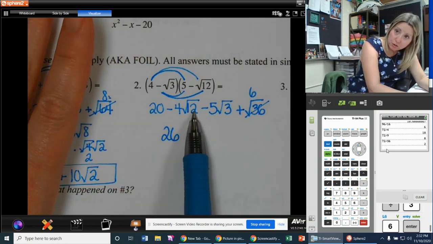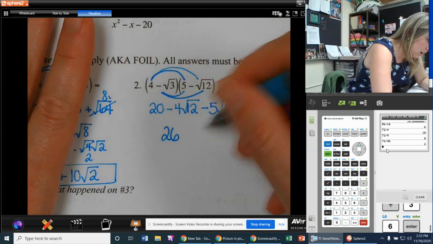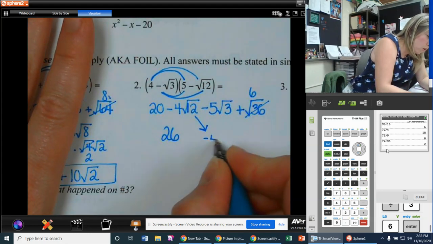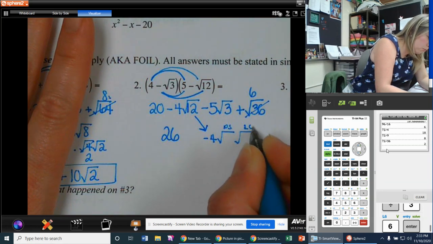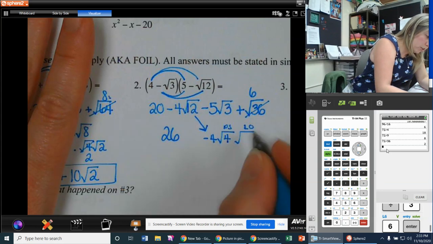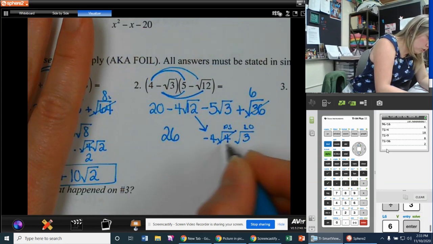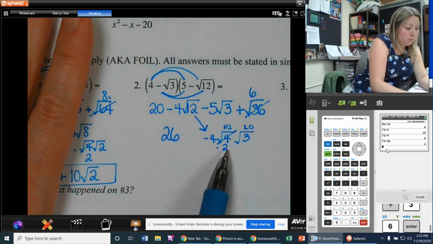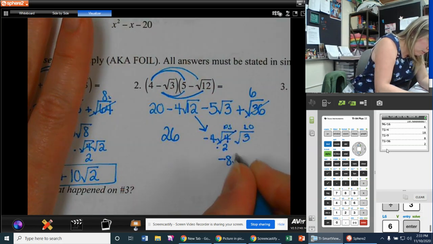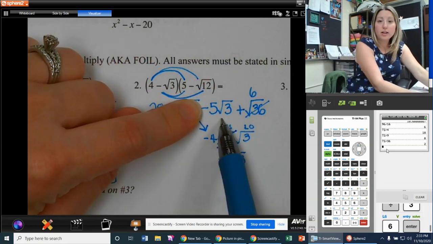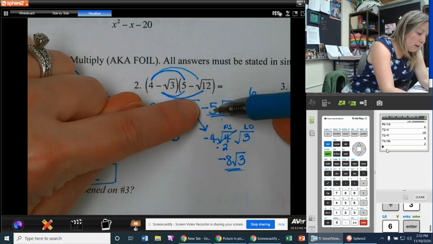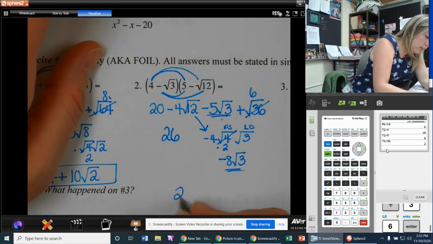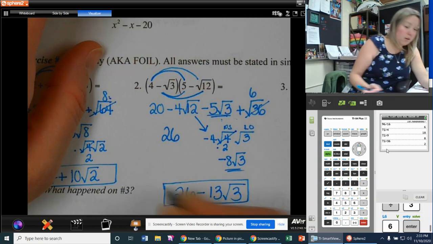But 12 has a perfect square factor, so let's bring that over here. Negative 4, perfect square, left over. 12 is evenly divisible by 4. 12 divided by 4 is 3. What's the square root of 4? 2. So negative 4 times 2 is negative 8 radical 3. Look, right? Now I've got like terms. So negative 5 plus negative 8, that's 26 minus 13 radical 3s. There you go.